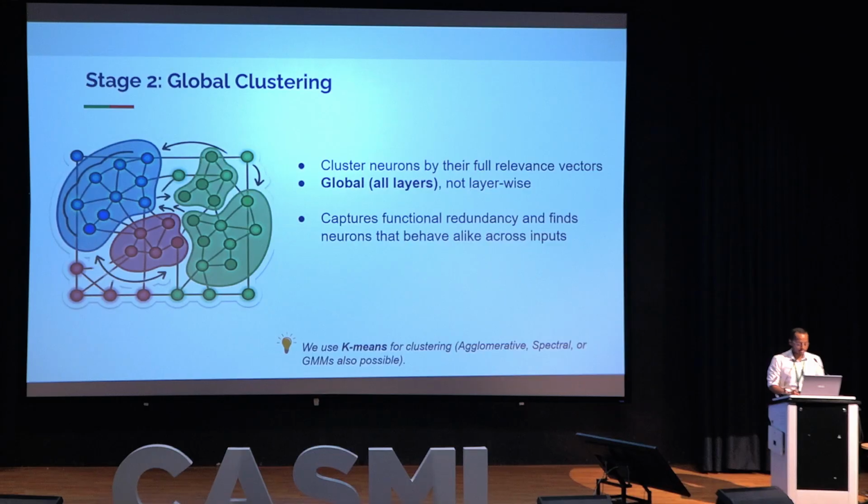The method that we use for clustering here is k-means, and we have also tried various other clustering methods like agglomerative and GMMs. At the end of stage 2, every neuron belongs to a group, a cluster of neurons that are essentially playing the same functional role across all layers, and we are able to capture the cross-layer redundancy.